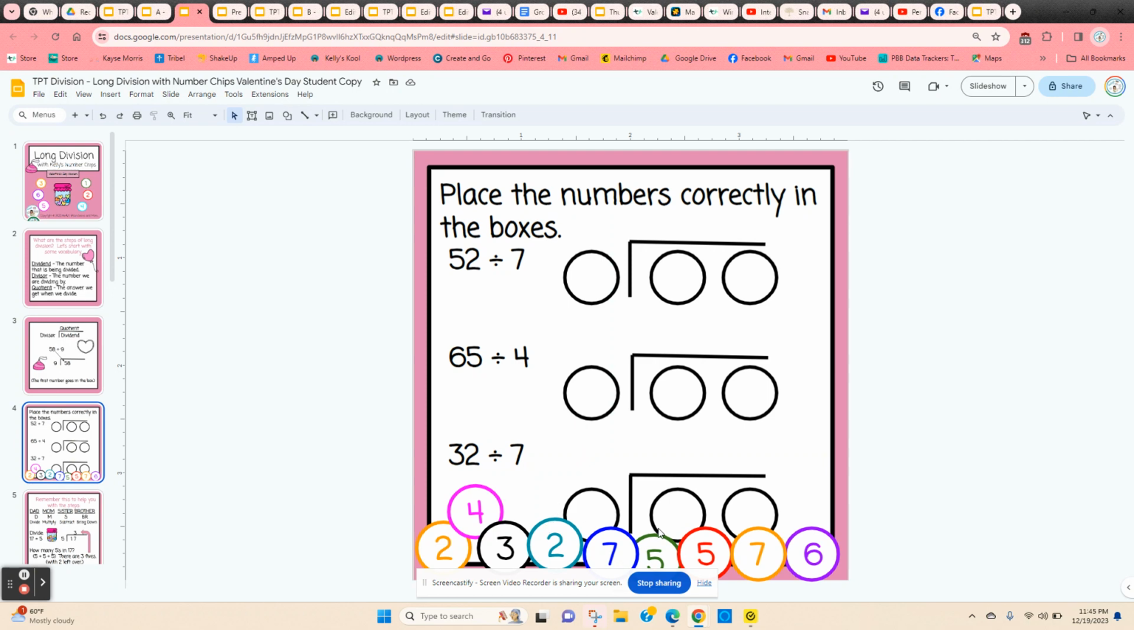On this slide, all they're going to do is move the number chips. They just click and hold on the edge, and show where these numbers go in the problem. So 52 divided by 7, and 65 divided by 4, 32 divided by 7. Just some practice on that slide.